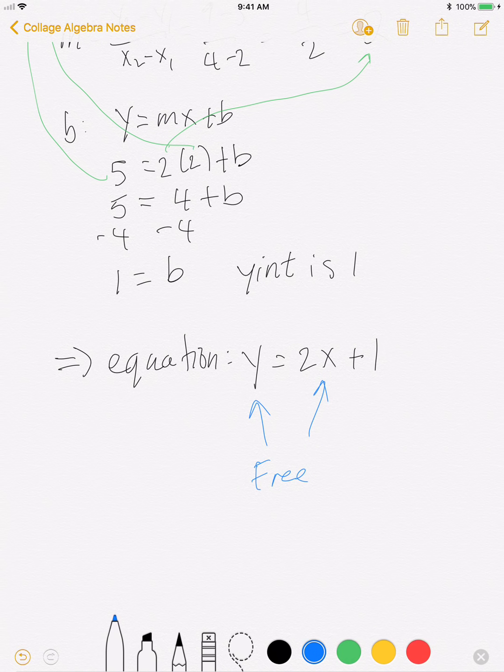And when you're building your table of values or whatever, you choose your x, and then that'll give you your y value. And so all you need to do is put in your parameters of your slope and your y-intercept.